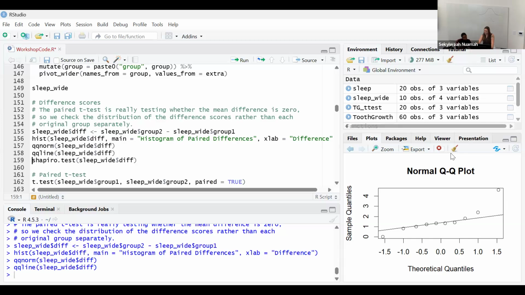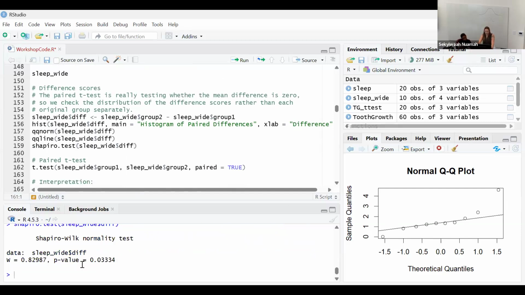So it looks like there's an outlier, but most points fall along the line. So it could possibly still be normal. Then let's do the formal check. And we get to our formal check and our p-value is low. It's 0.03. So that tells us that normality is not necessarily met. But we can say it's close.